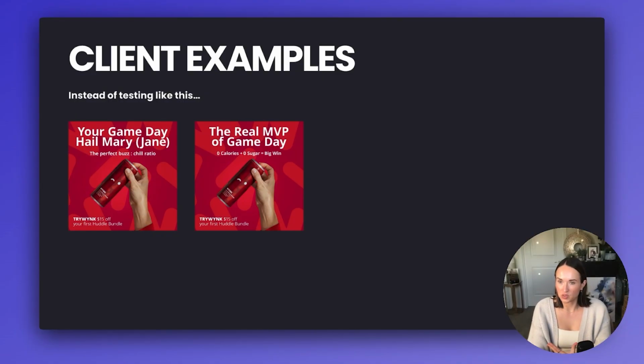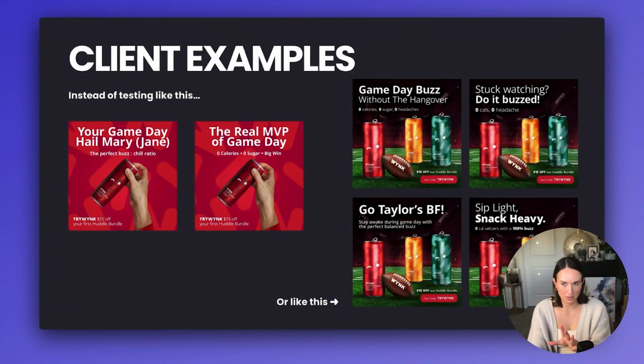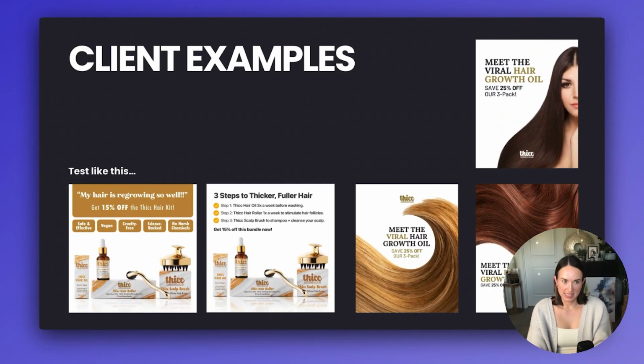I have client examples now that I wanted to show. So instead of testing like this, where it's literally the same design, the same image, the same call to action, just a different headline and subheadline. Not these either. Next slide, I'll show you what I would test. These are very similar to the one on the left, which has the same image and CTA, literally identical with the exception of the headline. I would test these instead.